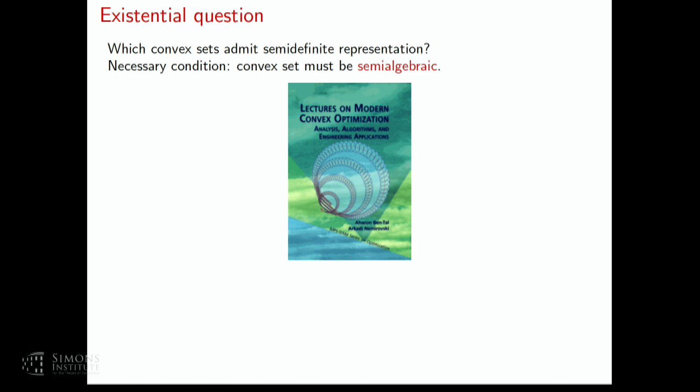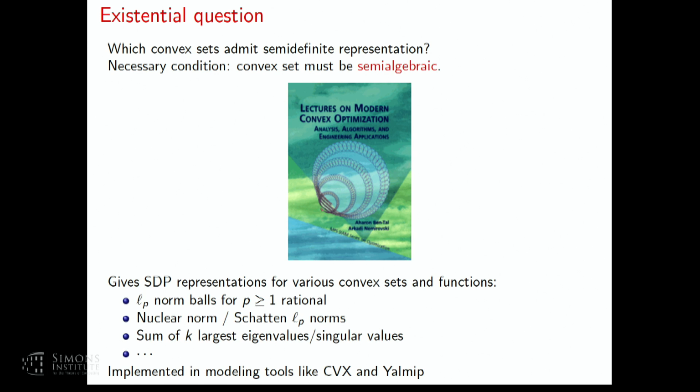It tells you, for example, how to give semi-definite representations of the LP norm ball for any rational p bigger than 1, the Schatten LP norms, the nuclear norm ball, sums of k largest eigenvalues, and the geometric mean of eigenvalues. Many convex functions that show up in practice have semi-definite representations given there. In fact, all of these are implemented in software that people in continuous optimization use. These are really the underlying results behind CVX and YALMIP, if you know what these software are. These are tools that allow you to easily solve optimization problems.